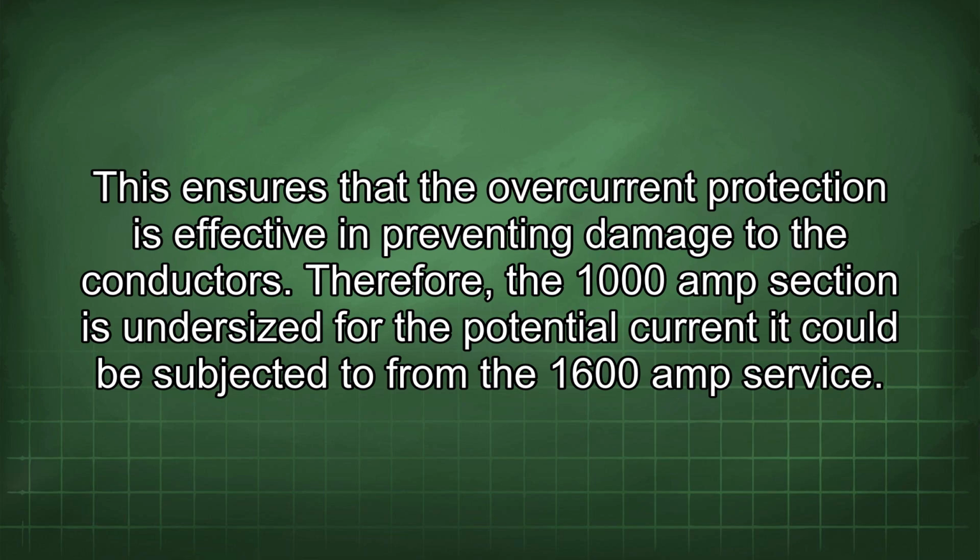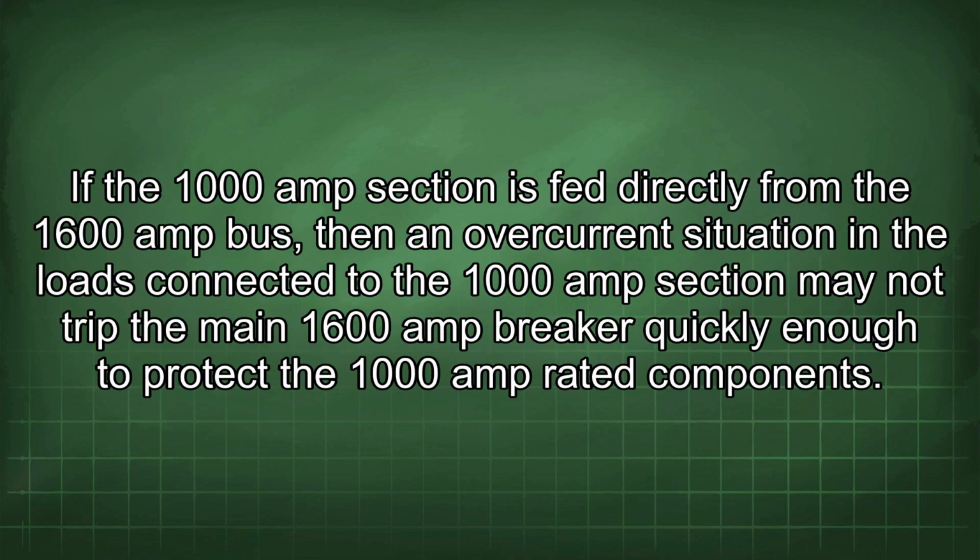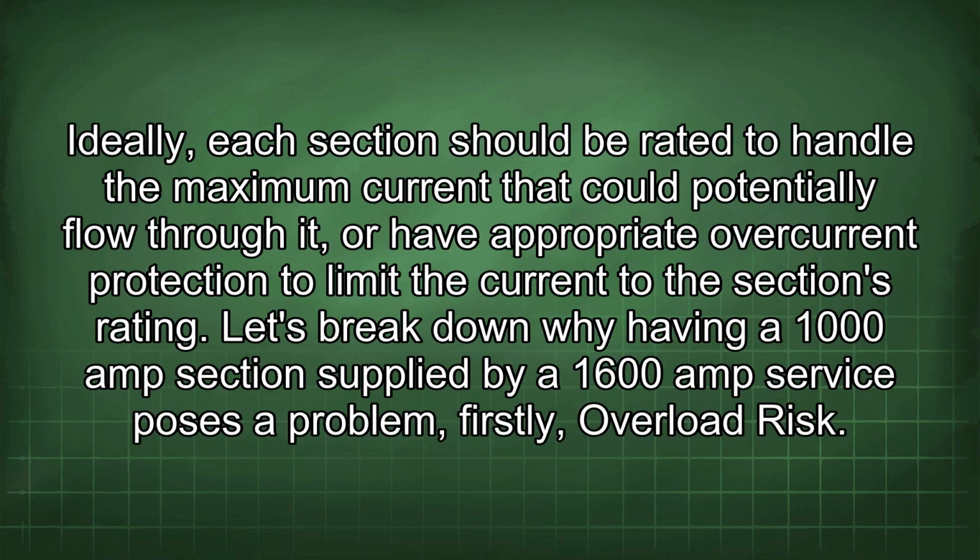Therefore, the 1000 amp section is undersized for the potential current it could be subjected to from the 1600 amp service. If the 1000 amp section is fed directly from the 1600 amp bus, then an overcurrent situation in the loads connected to the 1000 amp section may not trip the main 1600 amp breaker quickly enough to protect the 1000 amp rated components. Ideally, each section should be rated to handle the maximum current that could potentially flow through it, or have appropriate overcurrent protection to limit the current to the section's rating.